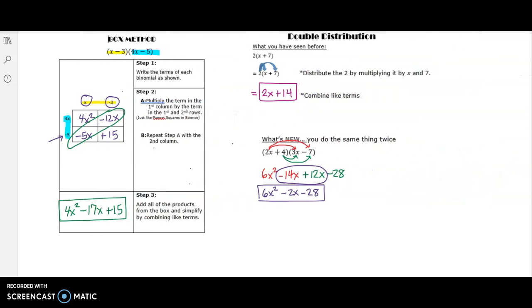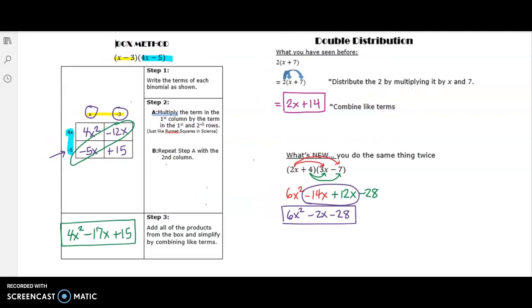Now let's look at both of these methods. They both do the same thing, okay? When we're doing double distribution, you are multiplying and getting 4 different terms. And we do the same thing with the box method. We get 4 different terms. And then when we work diagonally, we're combining like terms just like we were in the double distribution when we circled the like terms. So these processes give us the same result.